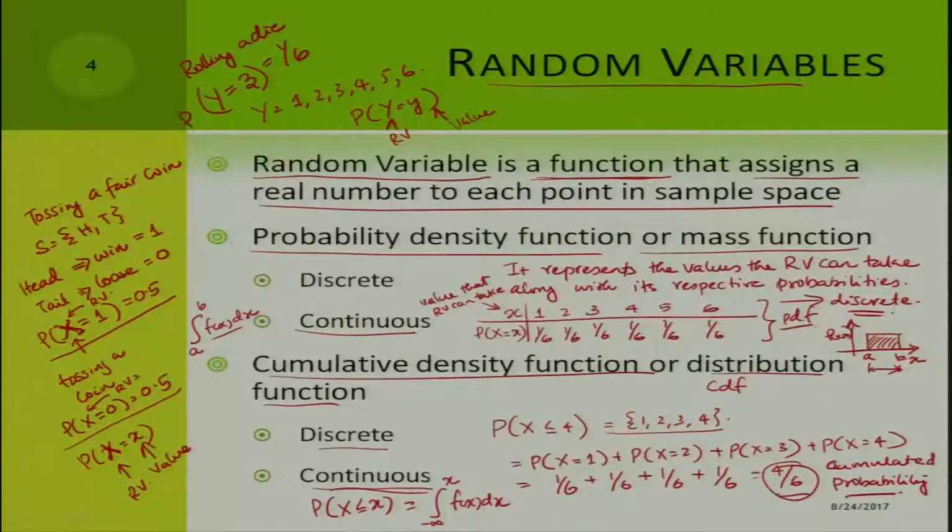So here, if you are looking at a uniform distribution, again if you take a look and say that this is a, this is b and somewhere here is x, then this is the total area that you are talking about. What is the probability that the random variable can take any value between a and x? That is what you are looking at. So that is the cumulative probability function.